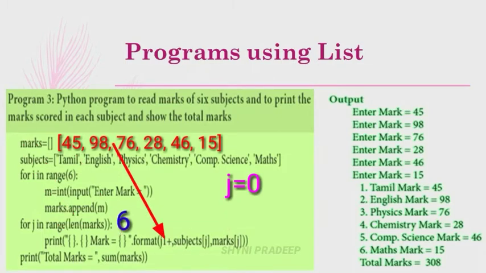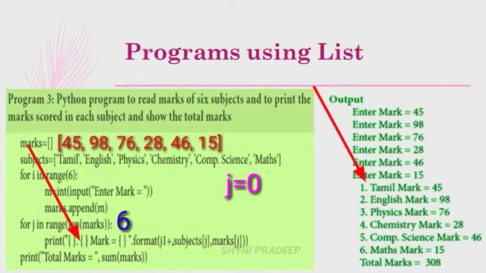Okay. See here given J1 plus. This is not right. This is wrong, printing mistake. So you have to specify here j plus 1. Okay. So this curly brace for j plus 1, this curly brace for subjects, this curly brace for marks. J plus 1 means what? J value is 0. 0 plus 1 is equal to 1.